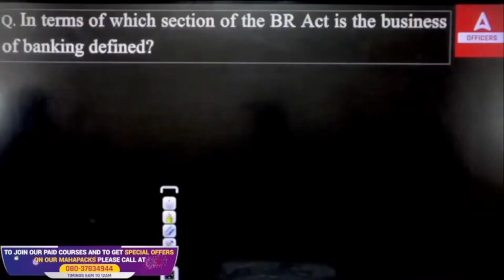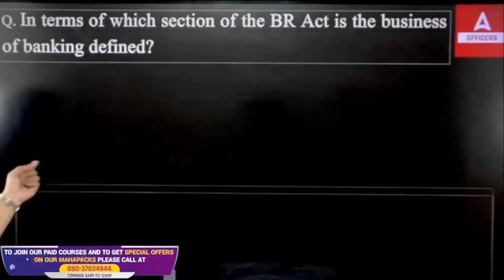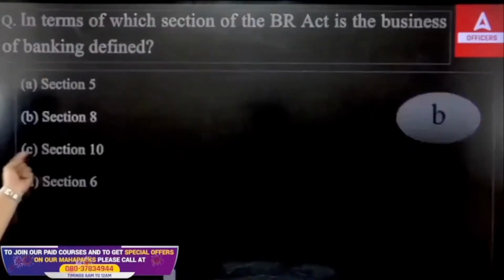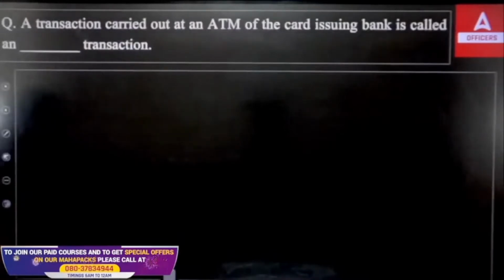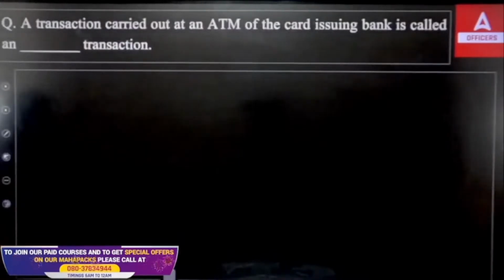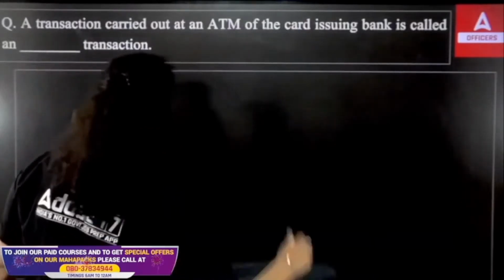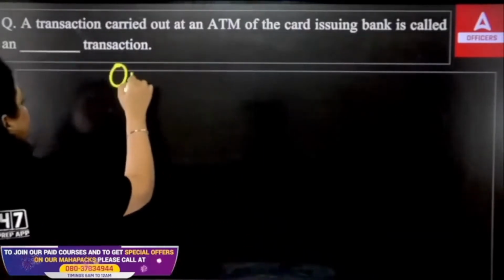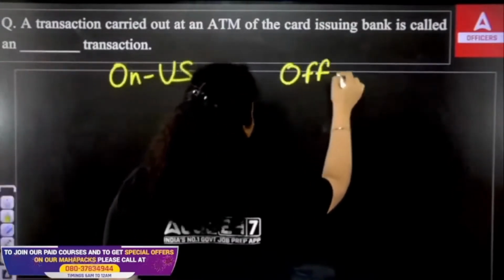In terms of which section of the Banking Regulation Act is the business of banking defined? This we have done already. Now this is a repeated question. Really sorry. Now a transaction carried out at an ATM of the card issuing bank is called a dash transaction. See, there are two types of transaction. First is on us. Second is off us.